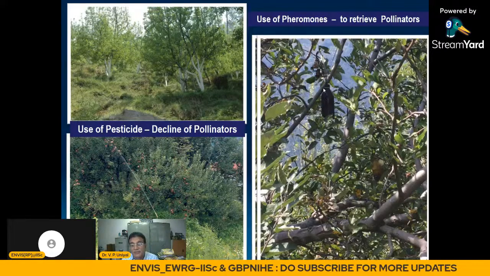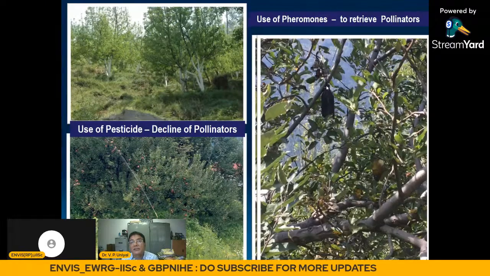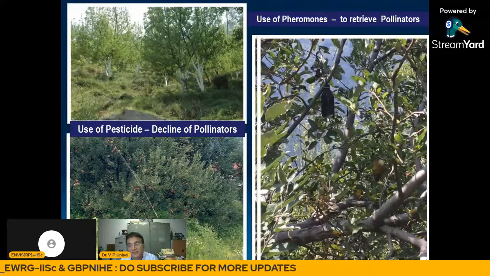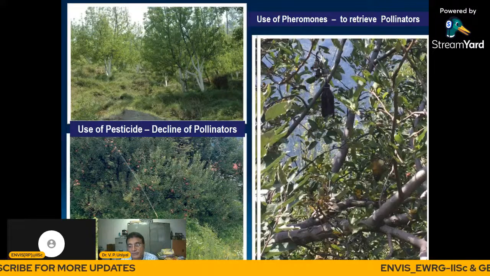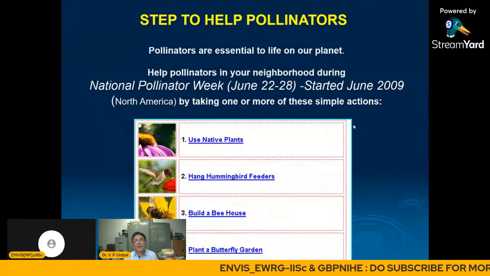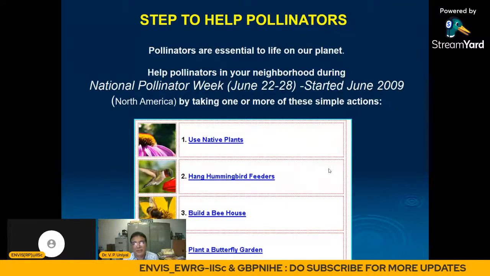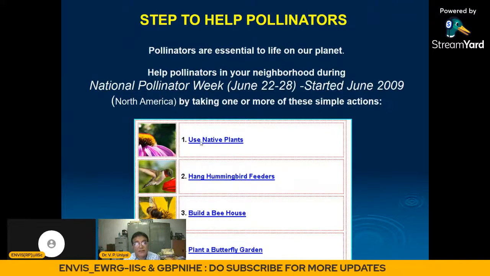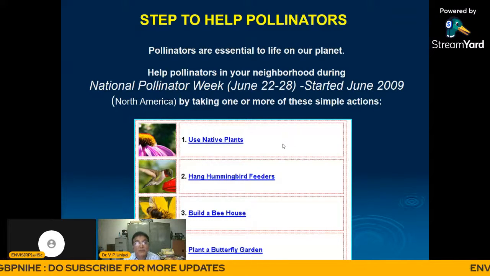Now, what are they doing? They are using pheromones to retrieve the pollinators. Every tree has a bottle hanging on it, and inside the bottle is a pheromone to retrieve those bees. But as a step for pollinator conservation, in National Pollinator Week we are celebrating Bee Day, we are celebrating Pollinators Day, and the use of native plants.